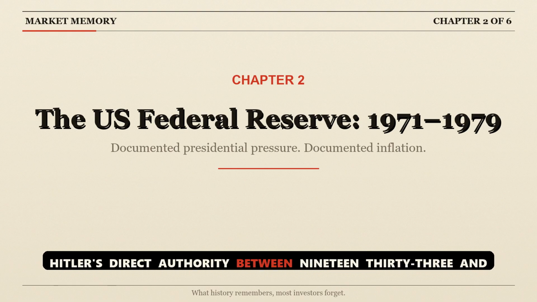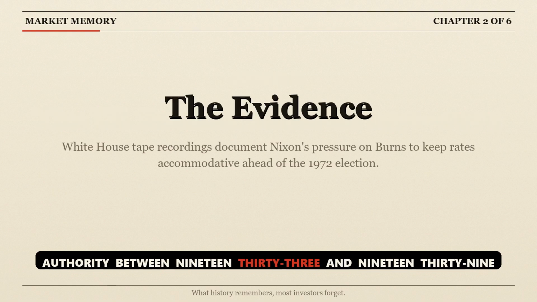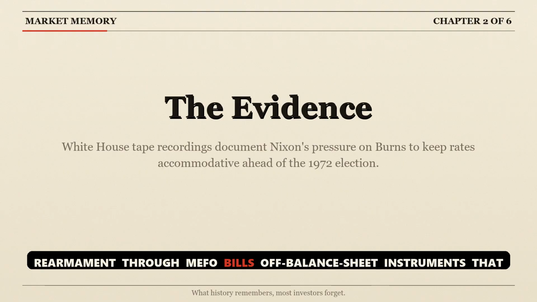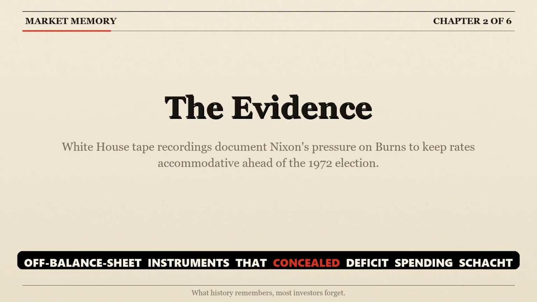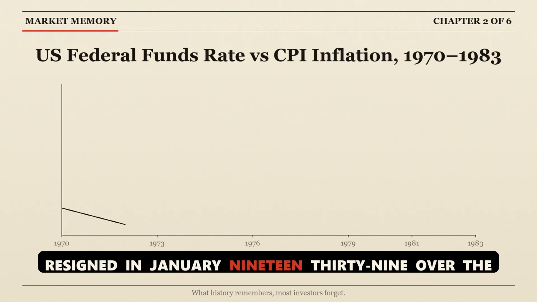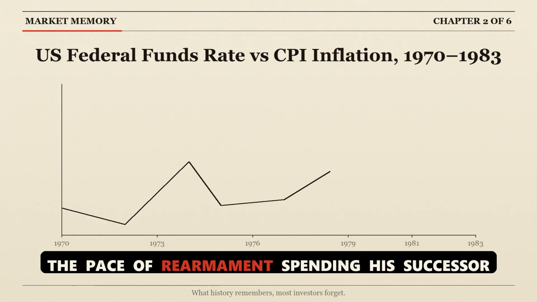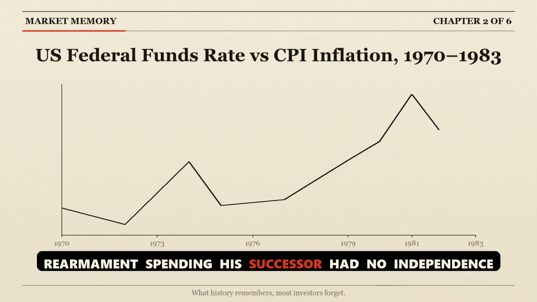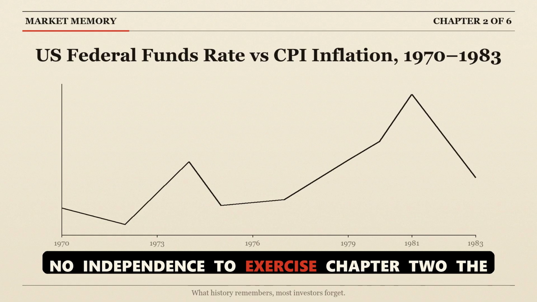direct authority. Between 1933 and 1939, the Reichsbank financed German rearmament through MEFO bills, off-balance sheet instruments that concealed deficit spending. Schacht eventually resigned in January 1939 over the pace of rearmament spending. His successor had no independence to exercise.